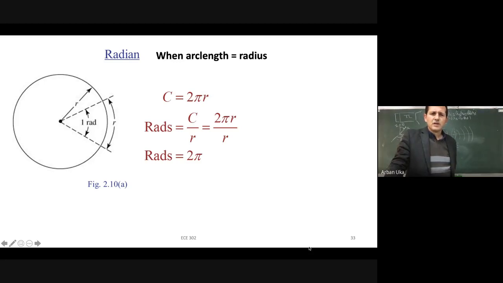Okay. Because we know that the arc length is always equal to the radius times the angle, but the angle has to be in radian. In this case, we have radius times 1, which is r. And that's why the perimeter is 2 pi r, because 2 pi is the angle times the radius. We get here 2 pi r.